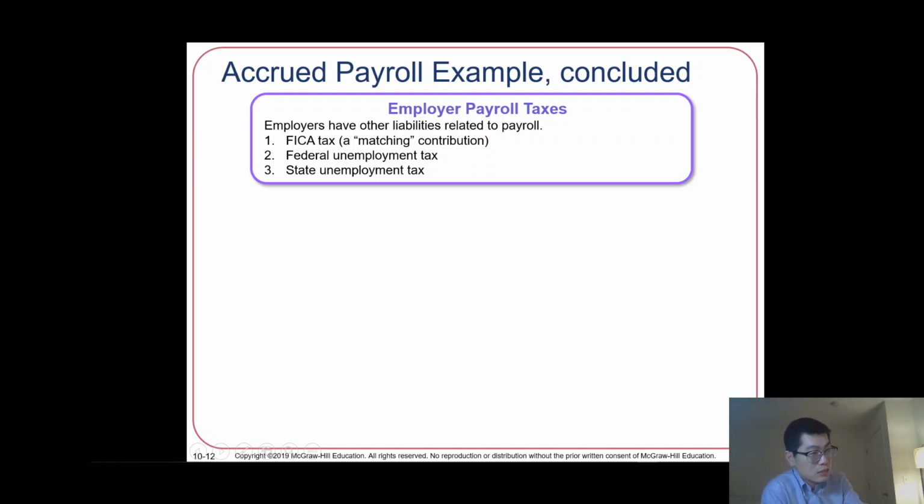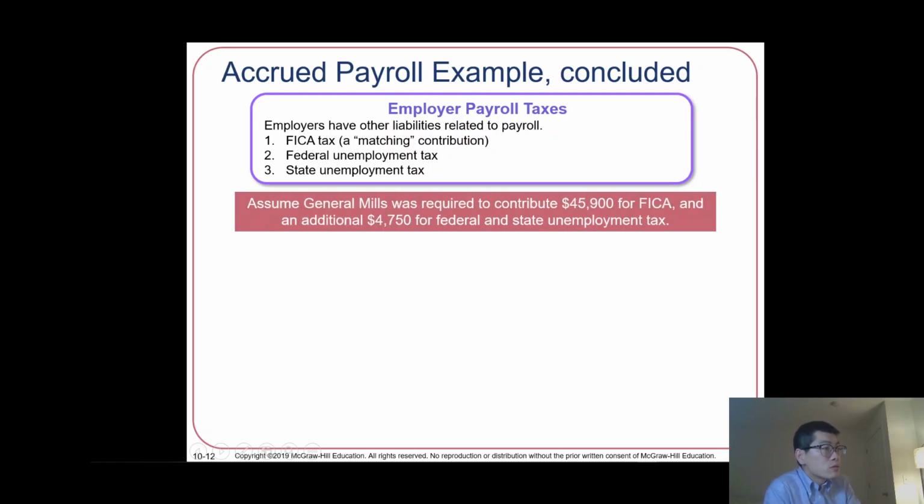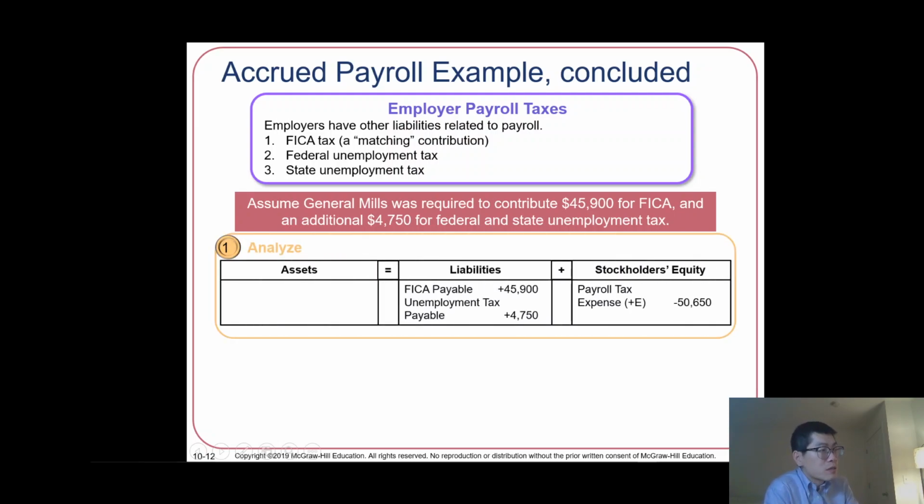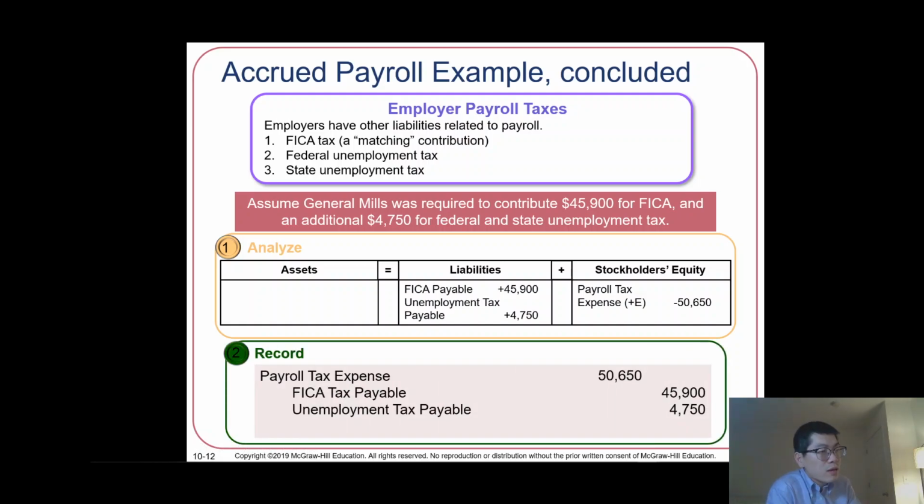So assume General Mills was required to contribute $45,900 for FICA and an additional $4,750 for federal and state unemployment taxes, and now these become our liabilities: FICA payable and unemployment taxes payable. We have incurred all this payroll tax expense. All of these coming together are called payroll tax expense. Then we debit payroll tax expense for $50,650, and credit FICA tax payable and unemployment tax payable.